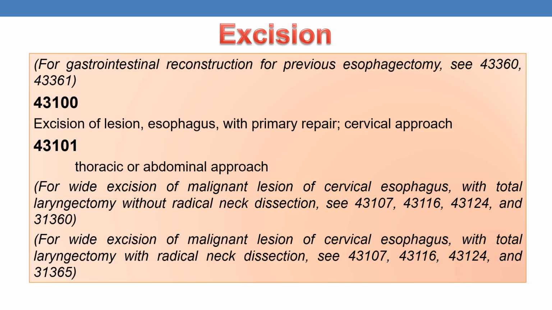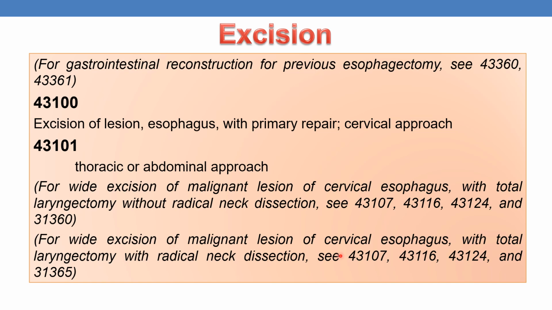Now coming to excision, the first CPT is 43100. 43100 deals with excision of lesion esophagus with primary repair, cervical approach. And for excision of lesion esophagus with primary repair, thoracic or abdominal approach, the CPT is 43101. And for wide excision of malignant lesion of cervical esophagus with total laryngectomy without radical neck dissection, you need to see 43107, 43116, 43124 and 31360.